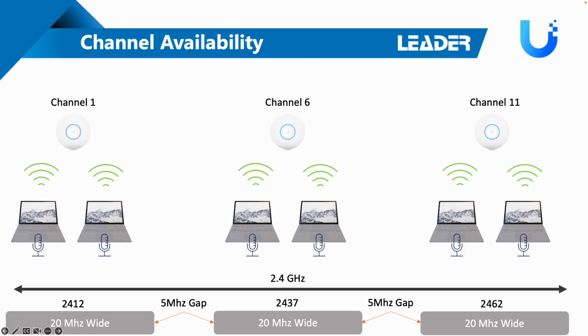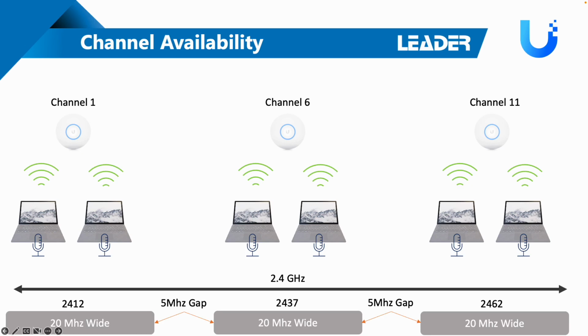So taking a look at our channel availability again, generally speaking, we need to have a gap between the channels that we use. So in our example here, this would be channel 1, 6, and 11. As a good rule of thumb, we generally recommend having a 5 megahertz gap between 20 megahertz wide channels, and then doubling the size of the gap every time the channel size doubles. So for example, if I go from a 20 megahertz wide channel to a 40 megahertz wide channel, I would need to increase the size of my gap by at least double that.